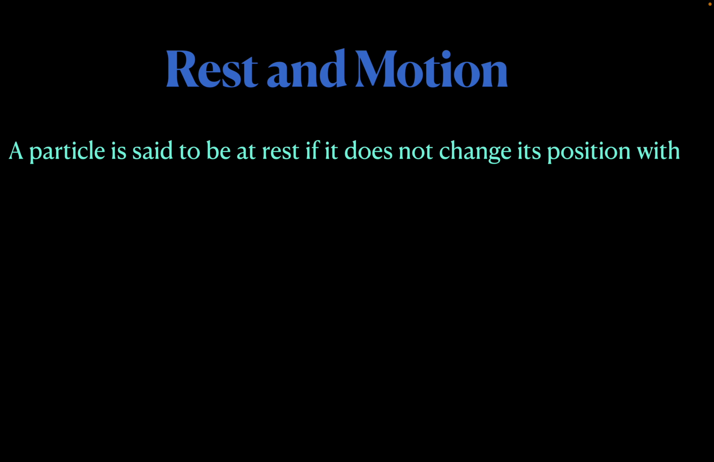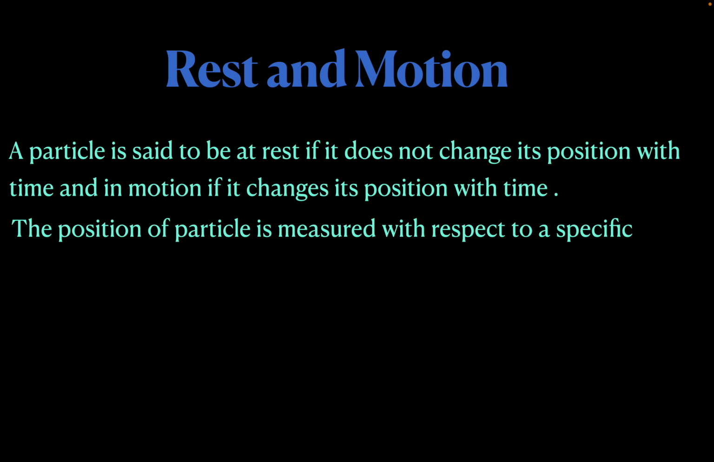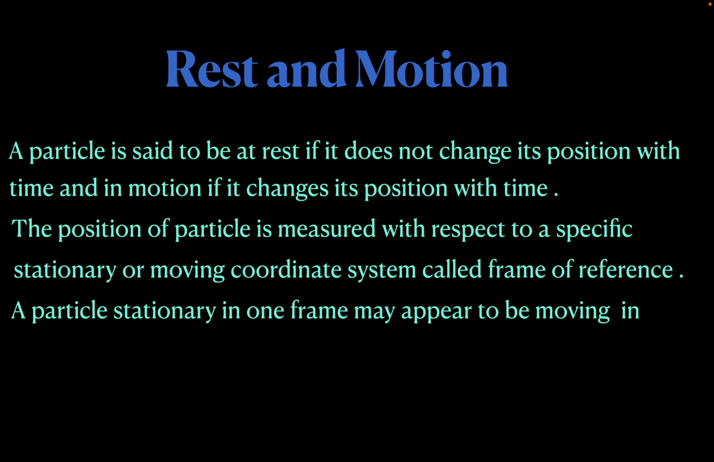Everyone, in this video I will discuss rest and motion. A particle is said to be at rest if it does not change its position with time, and in motion if it changes its position with time. The position of a particle is measured with respect to a specific stationary or moving coordinate system called a frame of reference. A particle stationary in one frame of reference may appear to be moving in some other frame of reference.